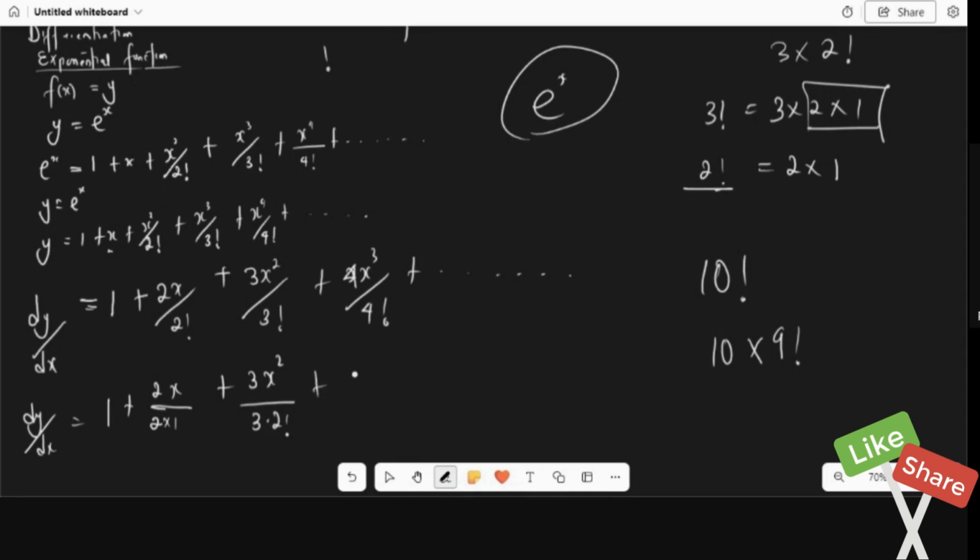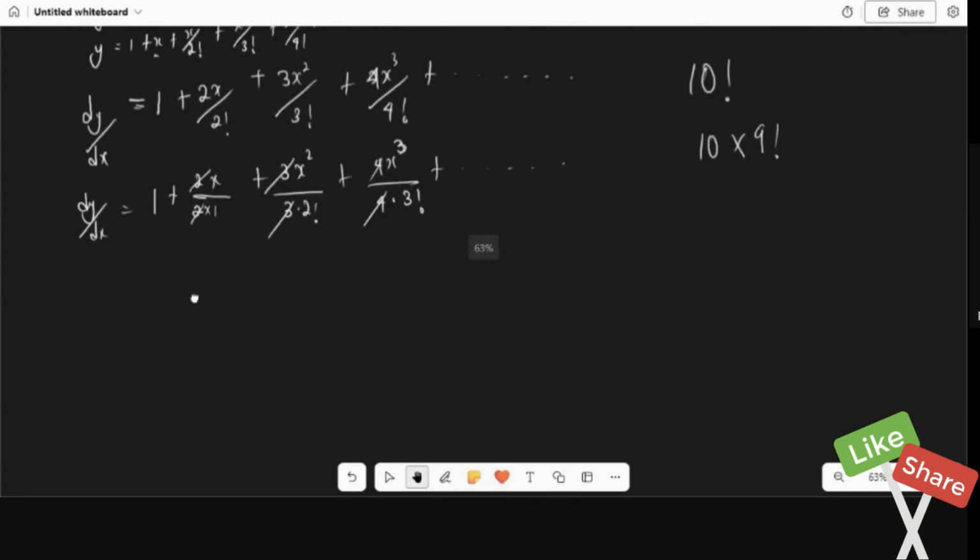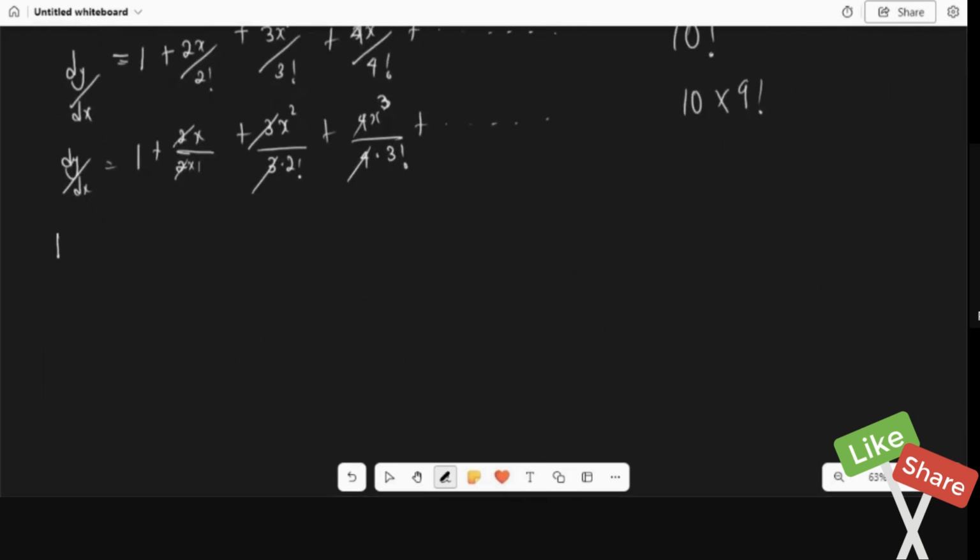So this is plus 4x cubed over 4. Let me write my cube correctly. Multiply by 3 factorial plus and so on and so forth. So 2 cancels 2. Bye-bye. 3 cancels 3. 4 cancels 4. So what is my answer now? My answer now is what? So dy over dx now is equal to 1.